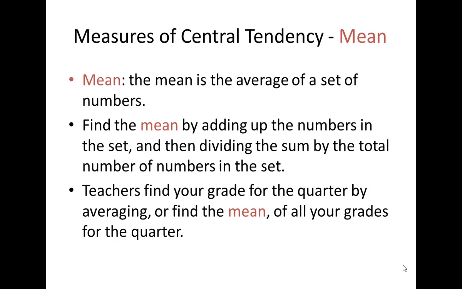Let's talk about mean. Mean is simply the average of a set of numbers. Find the mean, or average, by adding up the numbers in the set and then dividing the sum by the total number of numbers in the set. Teachers find your grade for the quarter by averaging or finding the mean of all your grades for the quarter.